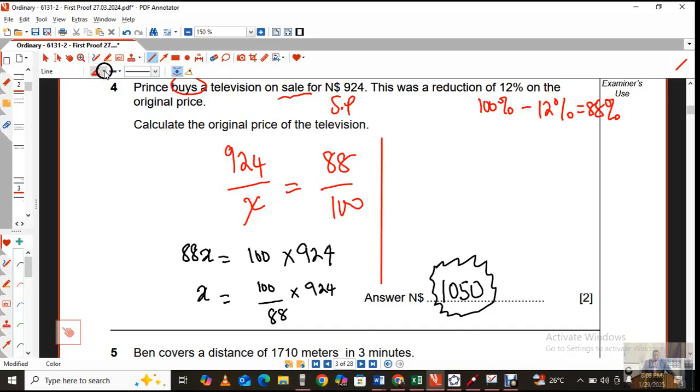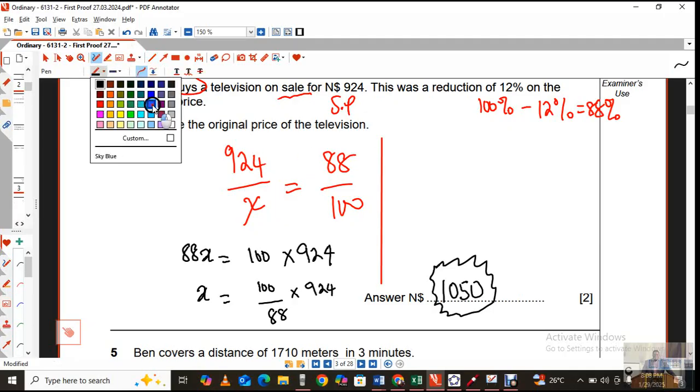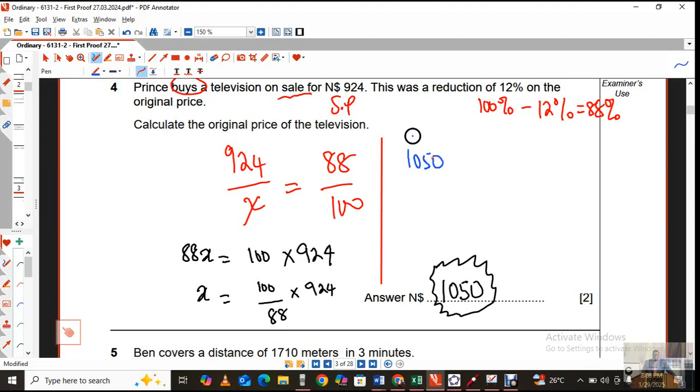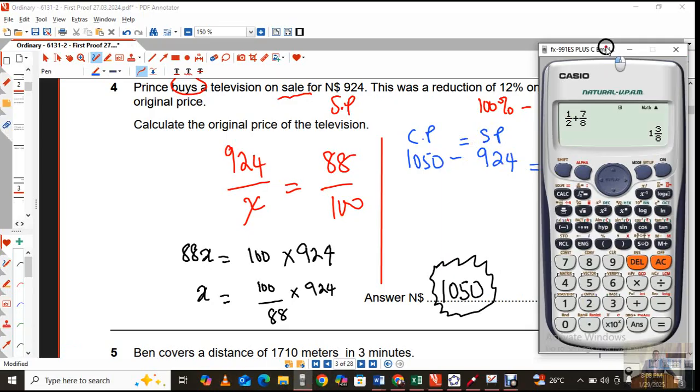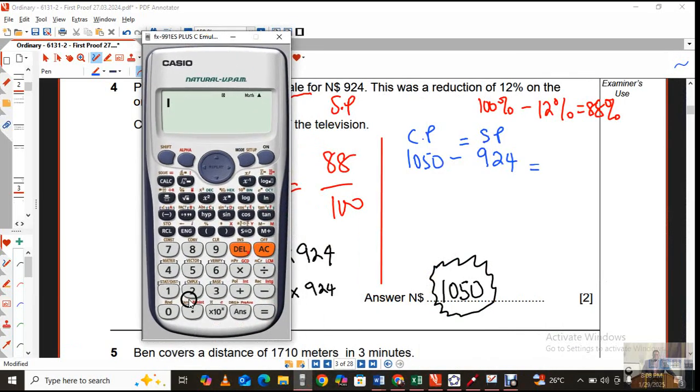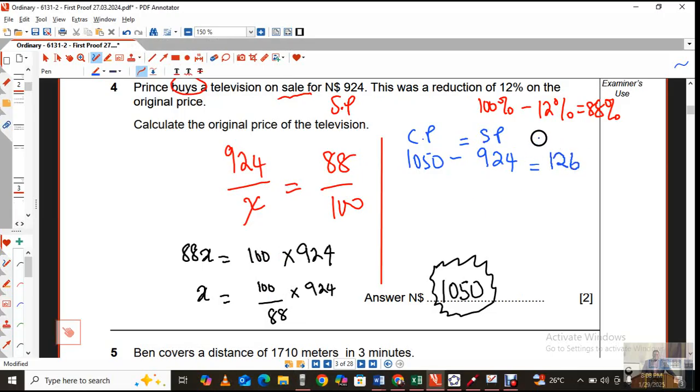So if you take the 1,050, now this is the cost price, and you take away the selling price, you will realize there is a loss that was made. So what is that loss? That loss is, let's say, 1,050 take away 924, you get 126. So there's a loss of 126. So that is like a loss. Let me just correct this little. Okay, so that represents a loss.